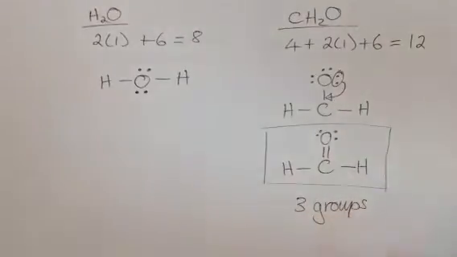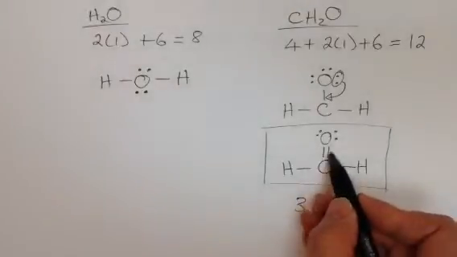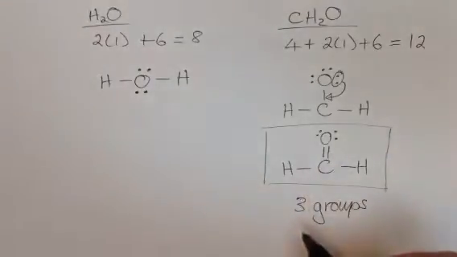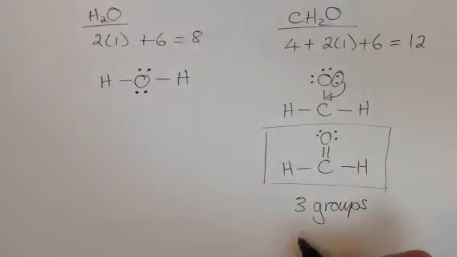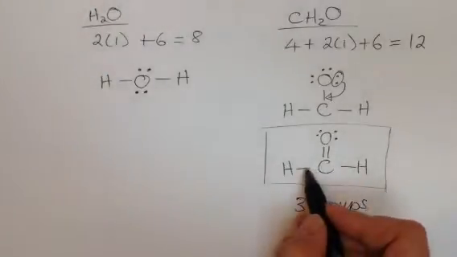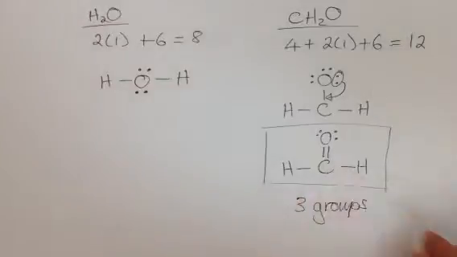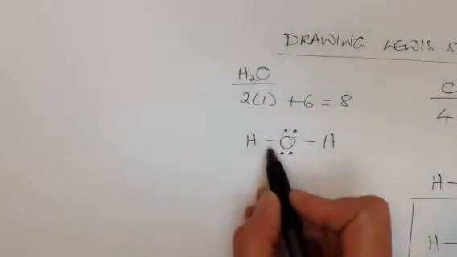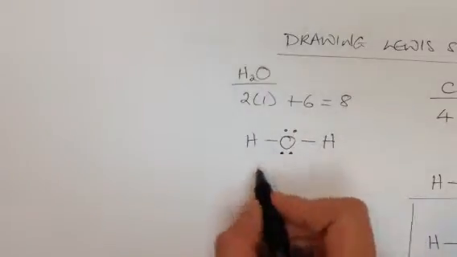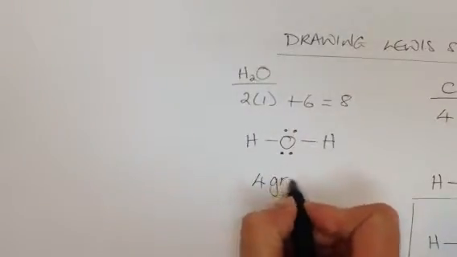Now, if we were counting pairs of electrons, it would have 4 pairs, right? Because that's 2 pairs. Or if we were counting individual electrons, we'd say it had 8 electrons. But we're counting groups of electrons. So this has 1, 2, 3 groups, or 3 regions of negative charge on that central atom. Water has 2 single bonds and 2 lone pairs on the central atom, so it has 4 groups.